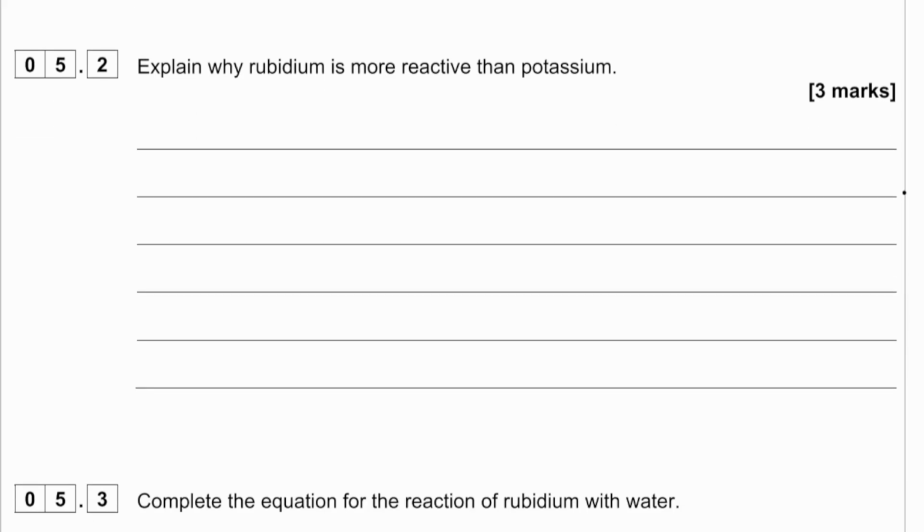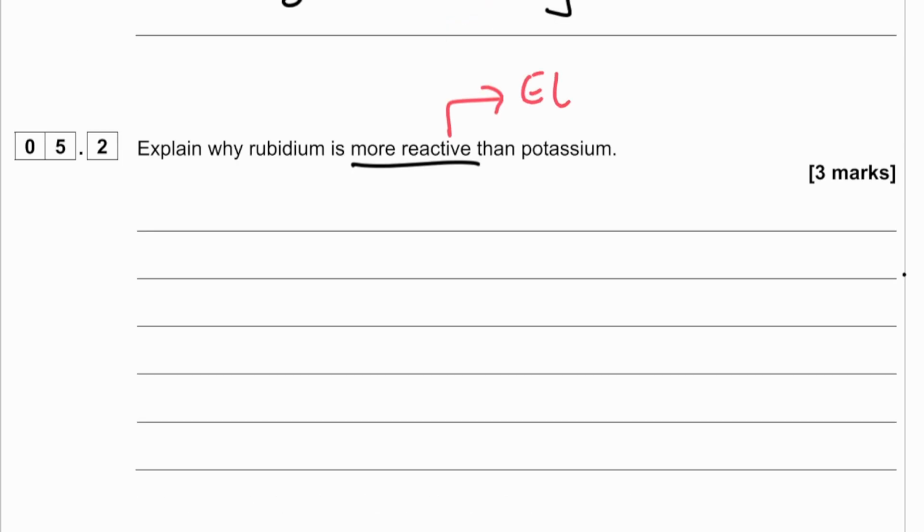Okay, 5.2, explain why rubidium is more reactive than potassium. So again, here we'll ask why something is more reactive, and that comes down to the chemical structure. Whenever we're asked about reactivity, why something is reactive or not reactive, it always comes down to the chemical structure, particularly the electronic structure. Okay, so that's what you want to talk about. So it's a 3 marker.